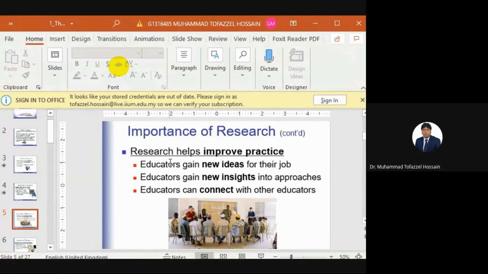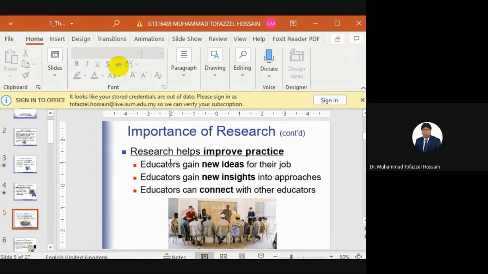Means our teaching practice may be changed. May get a new shape. We may use new techniques. Then educators gain new insights into approaches. So something new, new ideas. Or educators can connect with other educators.